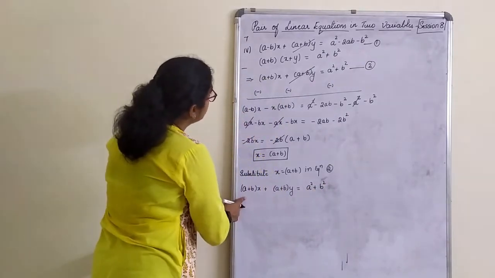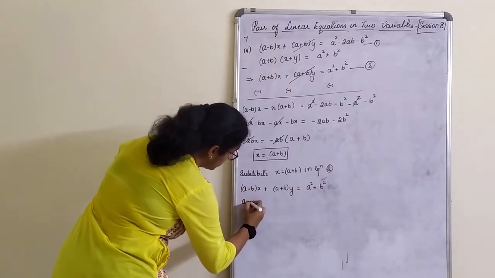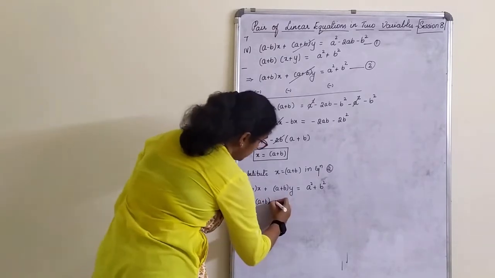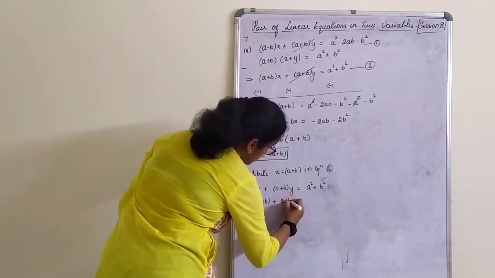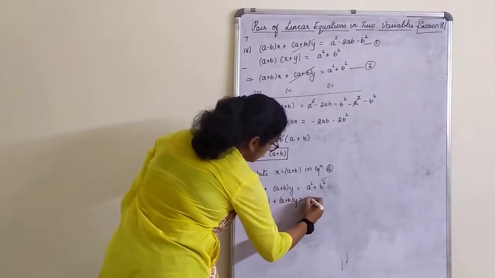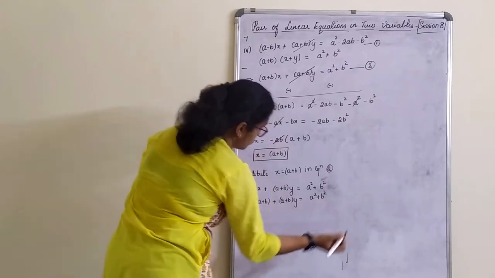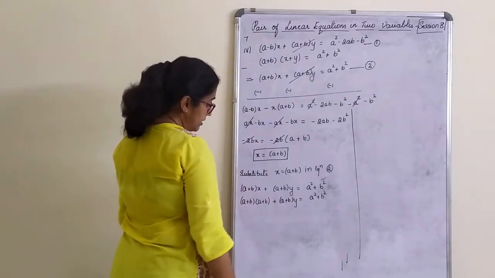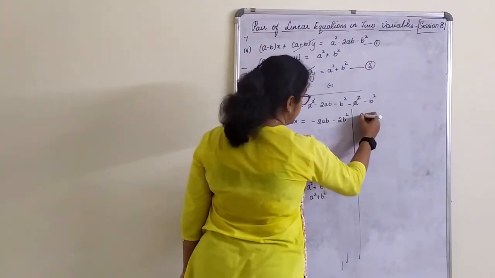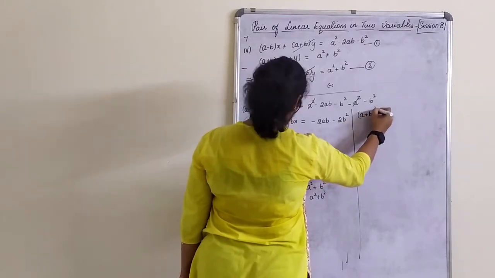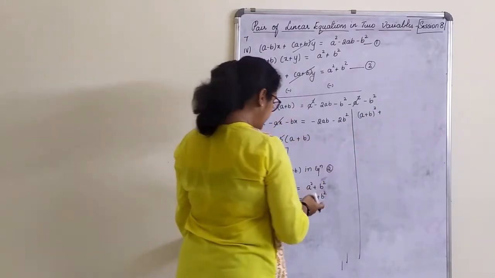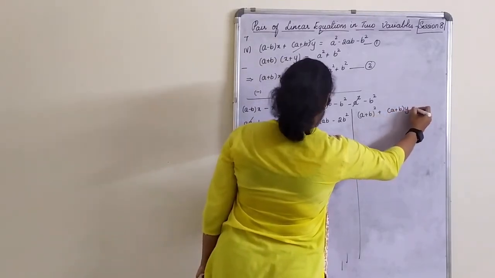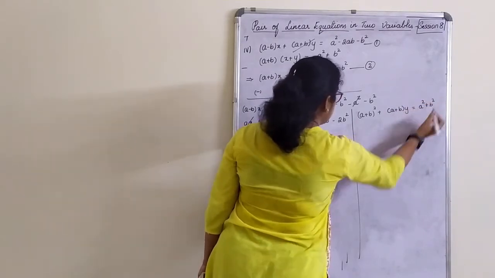So after you write this, (a plus b) of x is nothing but (a plus b) of (a plus b), plus (a plus b) of y is equal to a square plus b square, right? Let's simplify this further. I'll do it here, children. (a plus b) times (a plus b) is written as (a plus b) whole square. Plus, we'll open the bracket or we'll keep it as it is, (a plus b) of y is equal to a square plus b square.